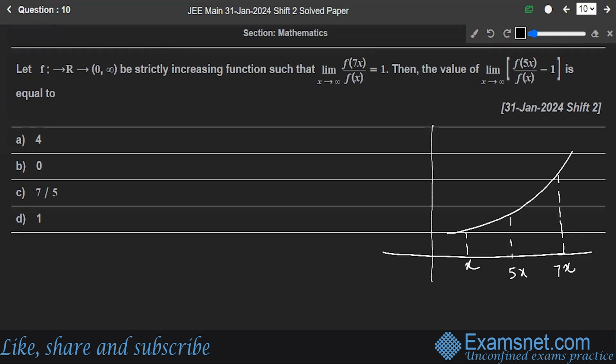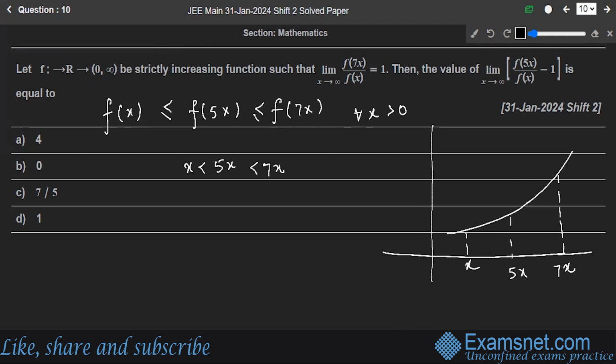So here, according to the given question, this is the required graph, and you can easily say that f of x is less than or equal to f of 5x, which is less than or equal to f of 7x for all x greater than 0. Here, x is less than 5x is less than 7x because the graph is increasing like this. This makes 1 less than or equal to f of 5x divided by f of x, which is less than or equal to f of 7x divided by f of x.